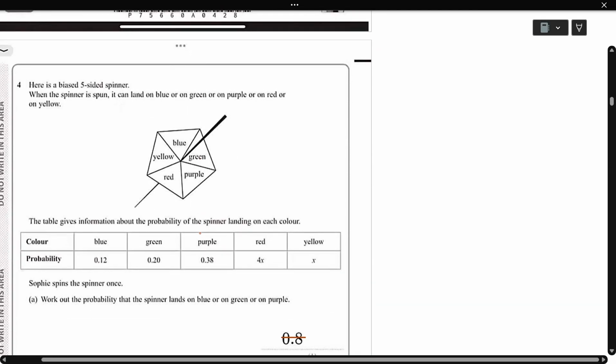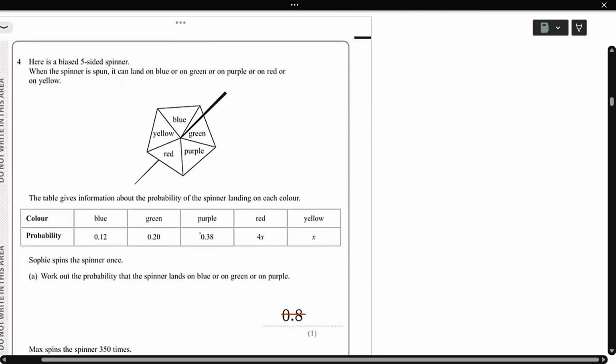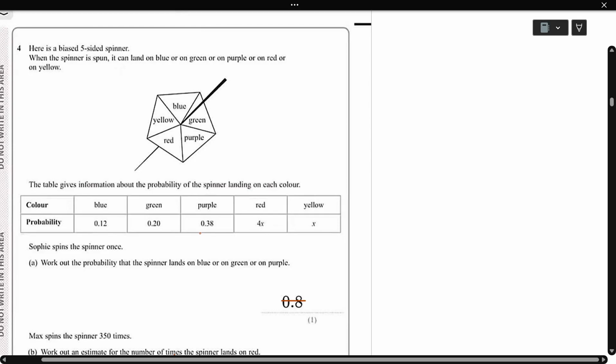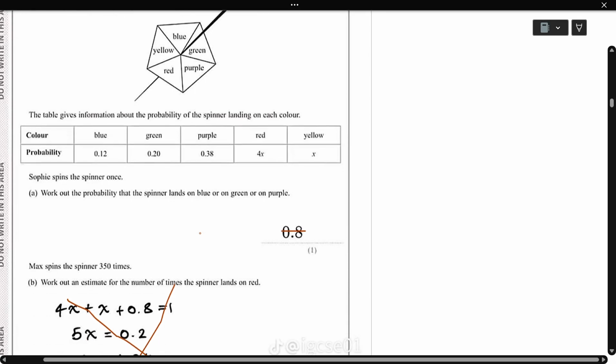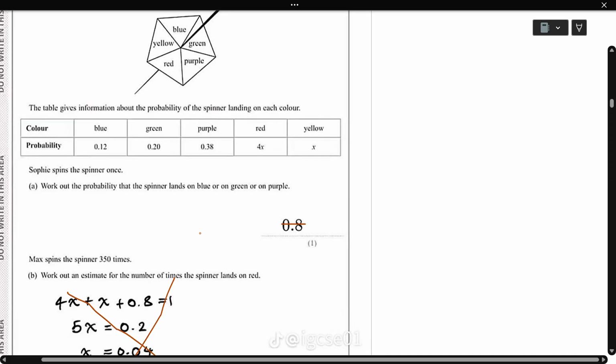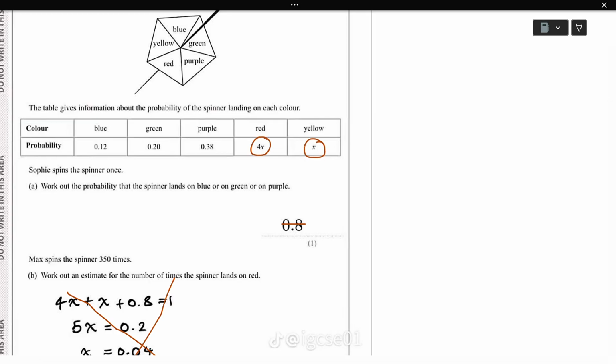The next one is the biased 5-sided spinner. When the spinner spins, we have green, blue, green, purple, and red or yellow. So here the data is given. Two data here, 4x and x. So first we are going to find 4x and x. So we will find out x. So 0.12, 0.20, 0.3. Okay, so let's go for the first one. Later we'll find out x.